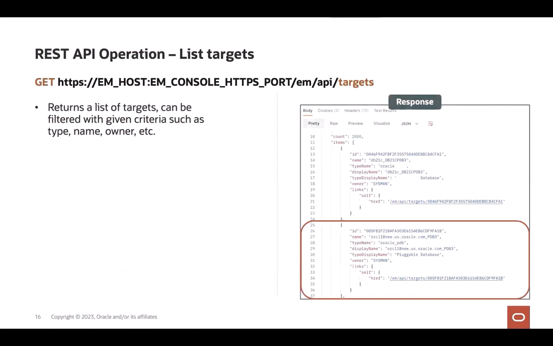Now we can continue and list all the targets in our environment from this get operation to further confirm our target has been created. Once we do so, notice the highlighted section on the right. This is the target we created, and it is now added to the all targets list. With this operation, you also have the option to filter for targets with specific criteria such as the target type, target name, and more.